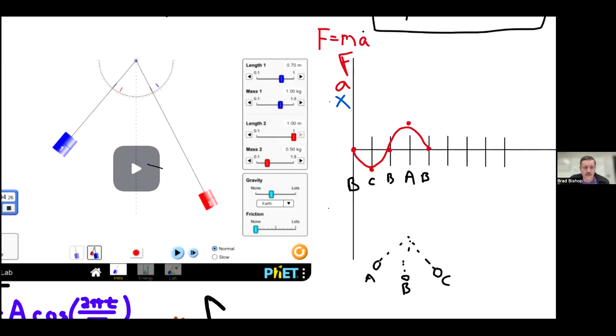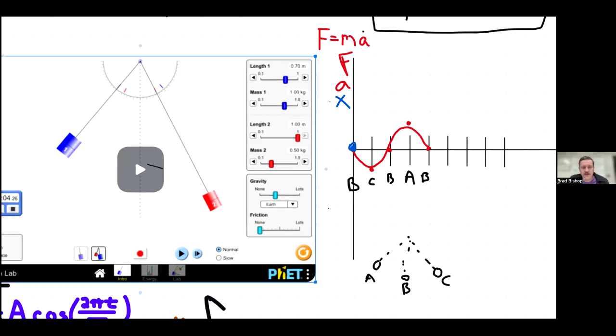Where are we at B? Our position is in the middle, so we are at 0 position. What about C? We swing out to C. Now we're to the right. So what's our position? To the right. It's positive. Then we go back to B, so our position is back to 0.